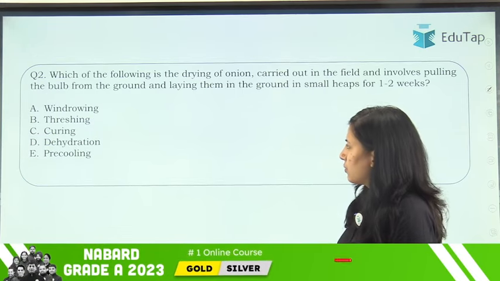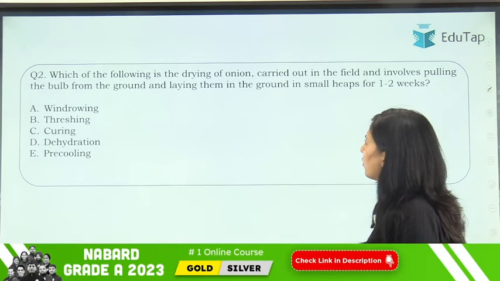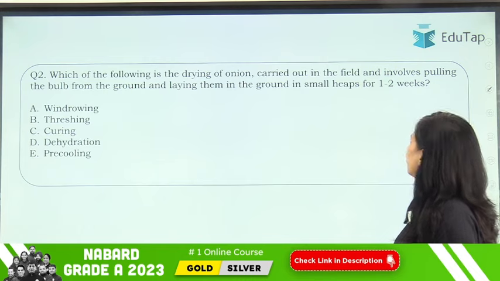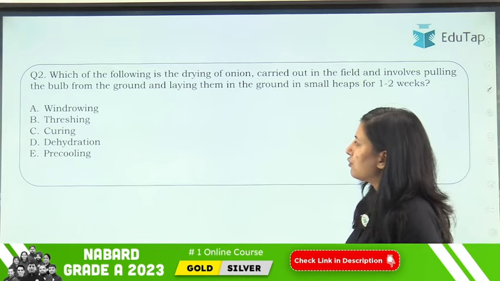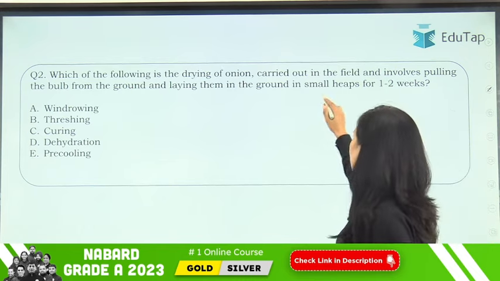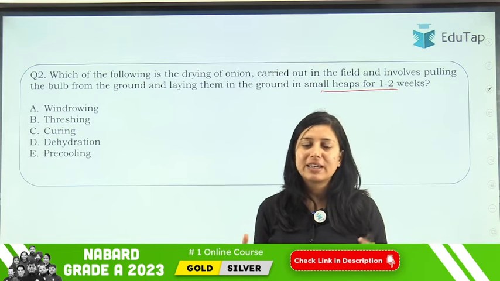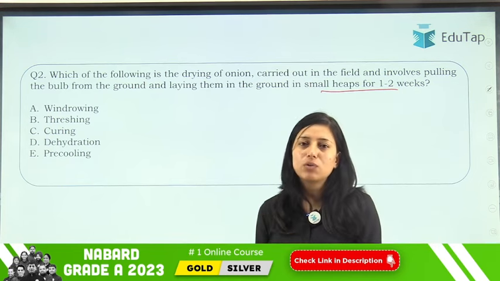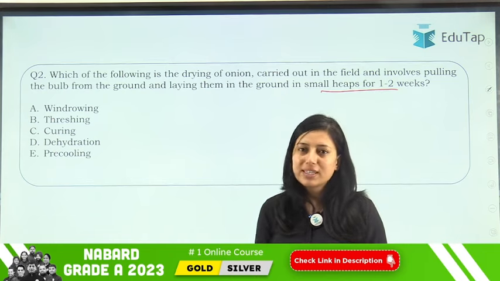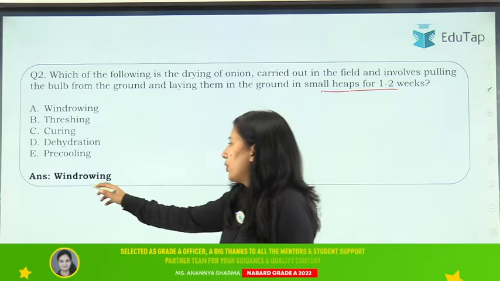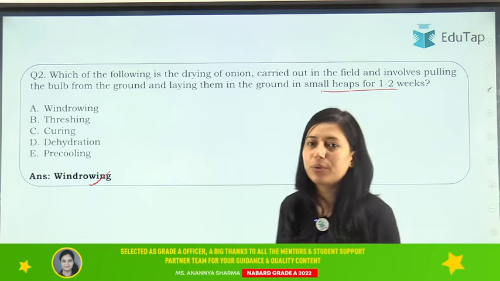Then we have, which of the following is the drying of onion carried out in the field and involves pulling of bulbs from the ground and laying them in the ground in small heaps for 1 to 2 weeks. Okay, we have to pull the onion and keep it in the ground in a heap for 1 to 2 weeks, and that is your windrowing. Clear? So this is your windrowing process.